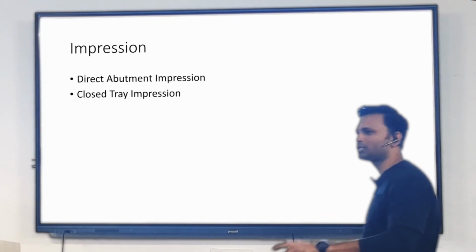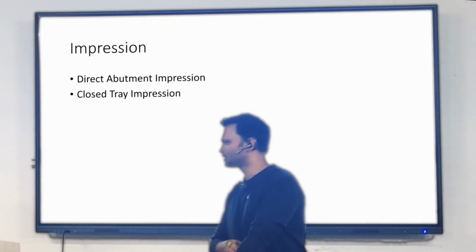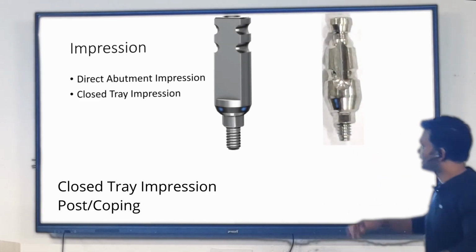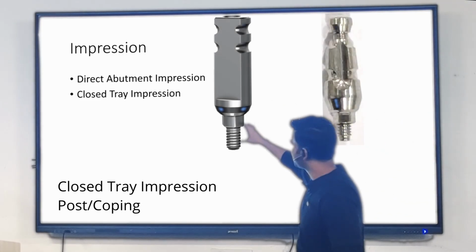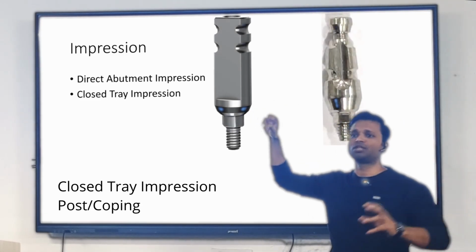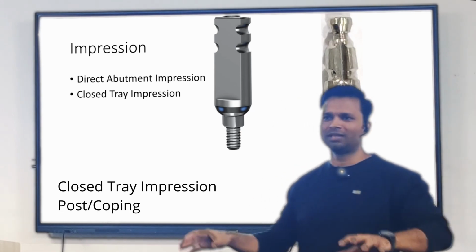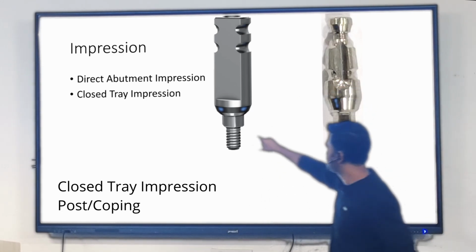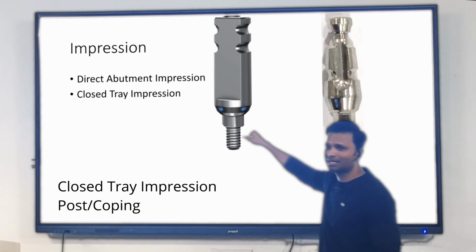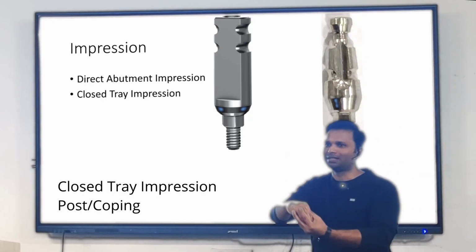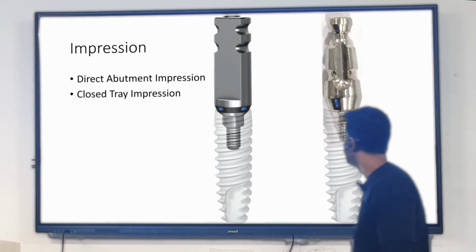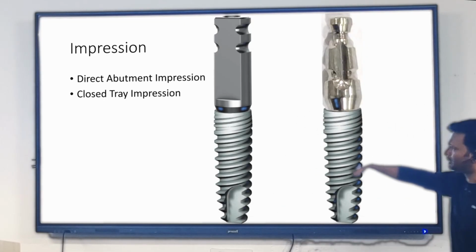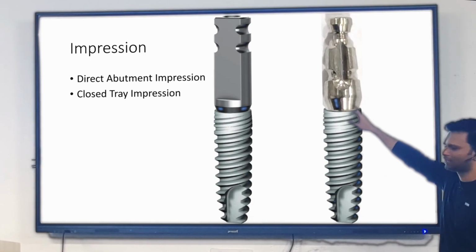Next, so closed tray impression technique. Next, so there is something called a closed tray impression post or closed tray impression coping. Post बोलो, coping बोलो, they are one and the same thing. Okay, so can you see this thread and this hex connection? So this is going to go inside the implant. Okay, next. So these are going to go inside the implant. I am going to show you the impression technique with this one.